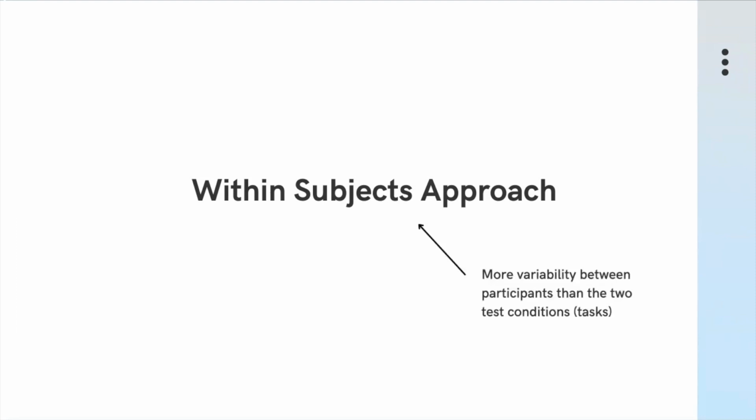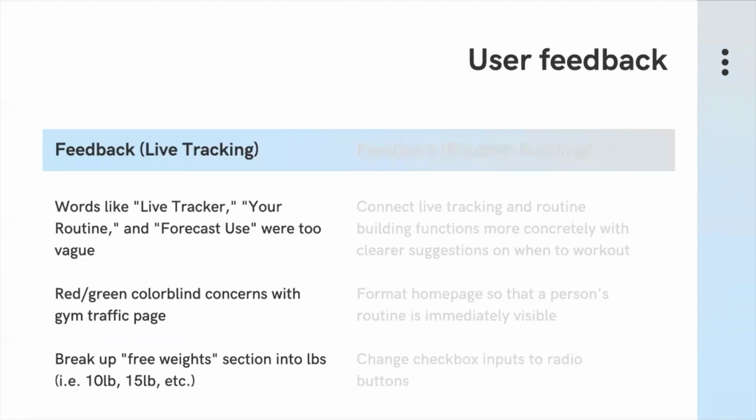We decided that for our user testing, a within subject design was best due to the fact that there's more variability between users here than the tasks they are asked to complete. As for user feedback, we found that the live tracking feature used some words that were too vague and needed to be a little more descriptive. There were also concerns about the red-green colors for people with visual impairments. Users also wanted to break up the free weights section into pounds.